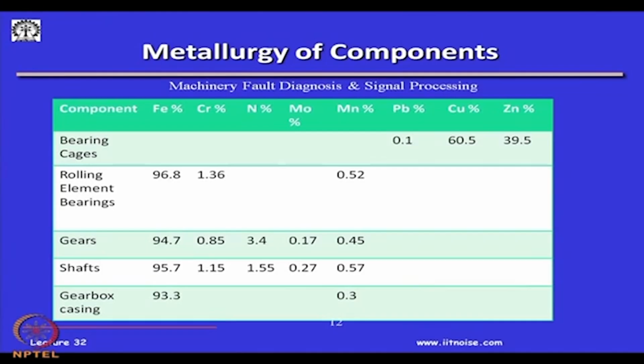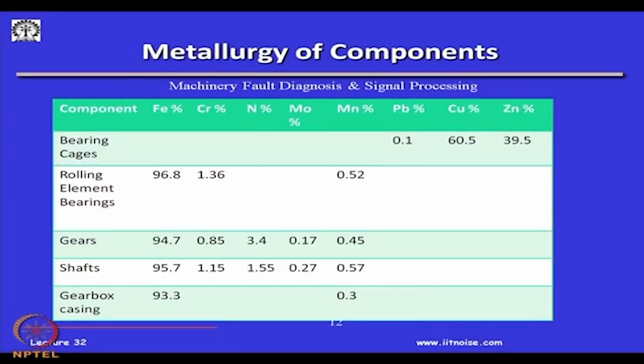And usually this is the composition of the components which are there in the machinery: iron, chromium, nitrogen, molybdenum, manganese, lead, copper, zinc. Usually bearing cages have high copper and zinc, as you can see. If you have rolling element bearings, it is high iron; gears are very much iron, shafts iron, gearbox casings. Sometimes you will see manganese, etc. And this kind of metallurgy is only available by doing a spectroscopy of a sample.